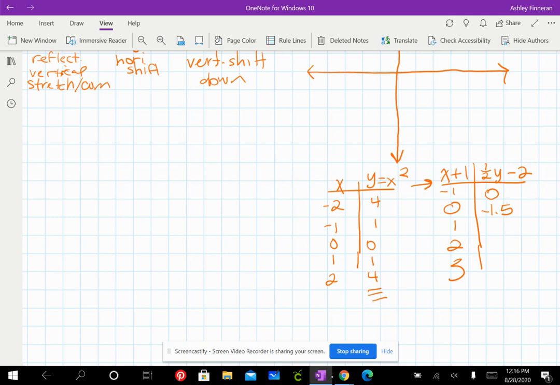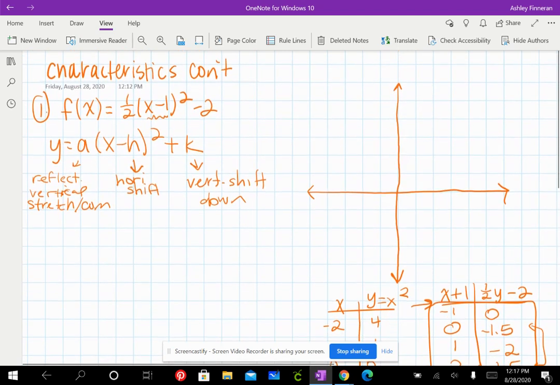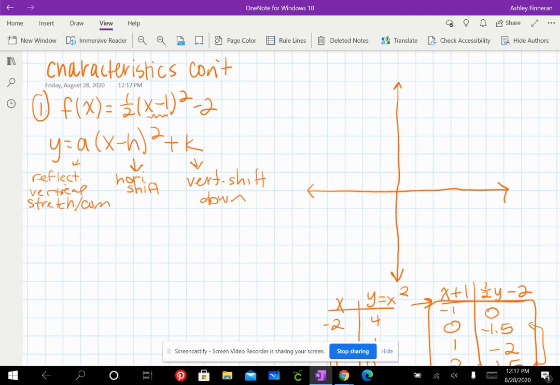Let's see where we're at. 0 minus 2 is -2. 1 times 1/2 is 1/2 minus 2 is -1.5, and hopefully you're seeing that symmetry. And then 4 times 1/2 is 2, minus 2 is again 0. So you can plot these 5 points by getting them in this form, or you could have recognized, maybe I'll do it in a different color when I actually graph it.